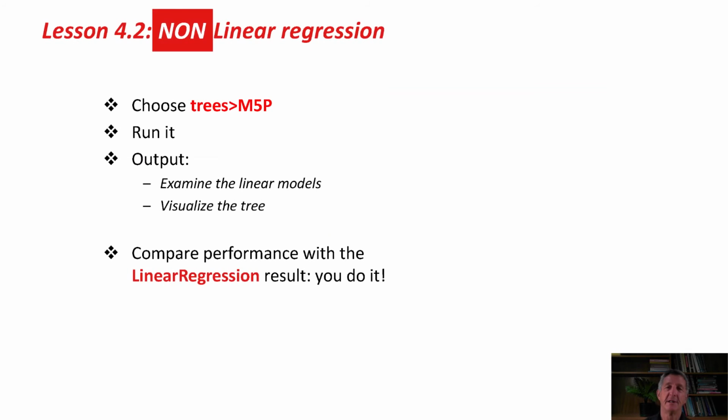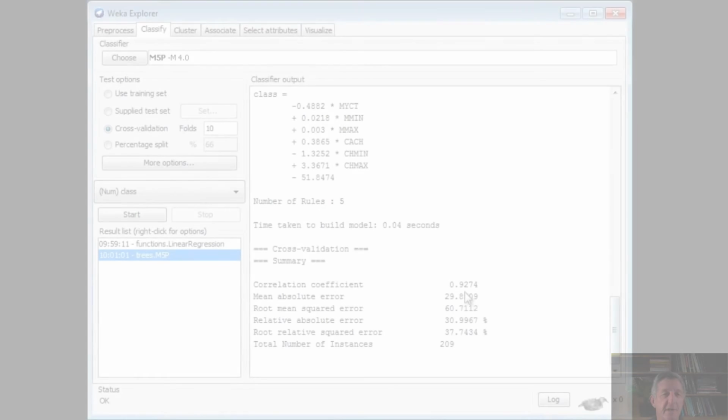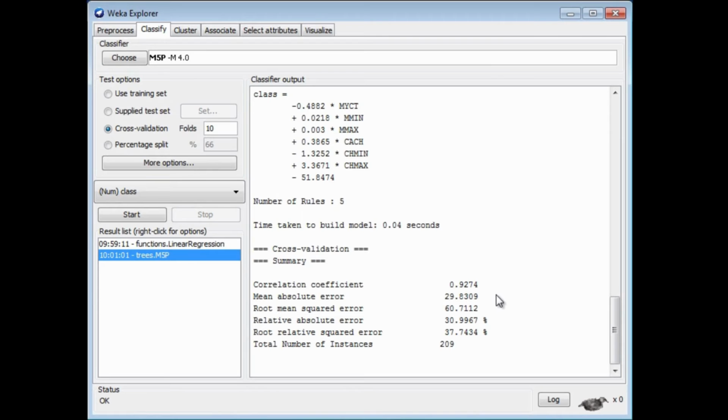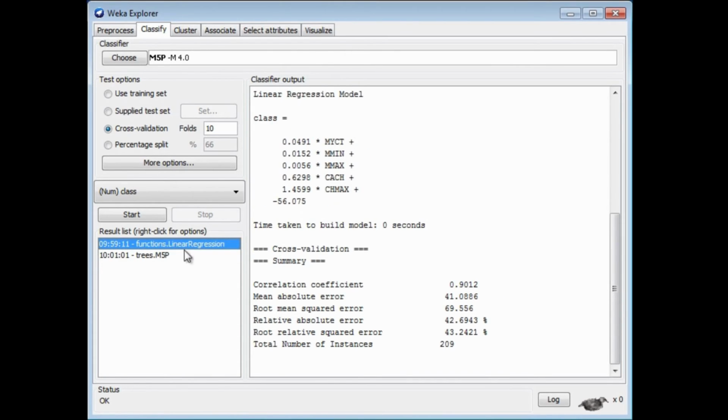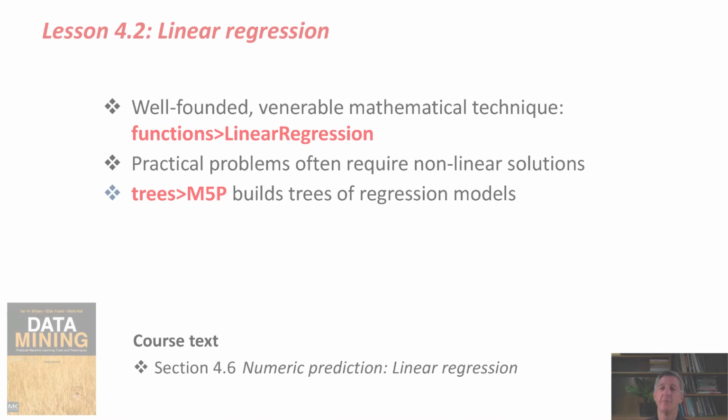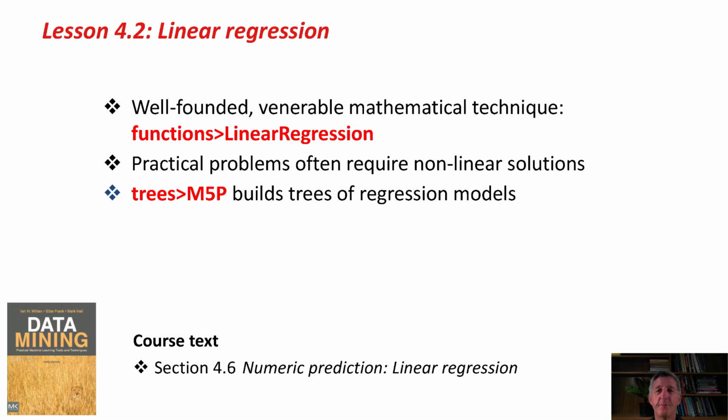So we chose trees, M5P, we ran it and we looked at the output. We could compare the performance figures, 92, 93% correlation, mean absolute error of 30, and so on. We could compare those with the ones for the regular linear regression, which has got a slightly lower correlation and a slightly higher absolute error. In fact, I think all of these error figures are slightly higher. That's something we'll be asking you to do in the activity associated with this lesson.